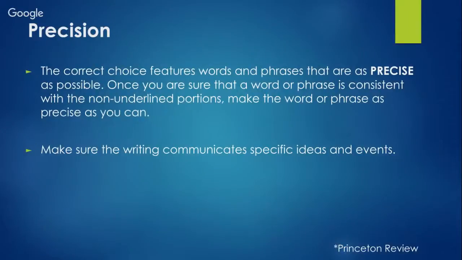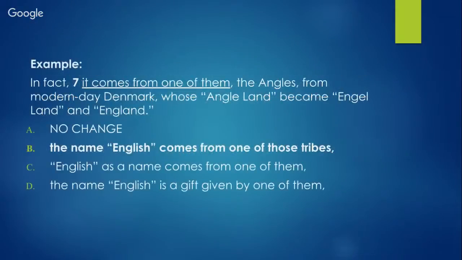Another idea you need to consider is precision. The correct choice features words and phrases that are as precise as possible. Once you are sure that your word or phrase is consistent with the non-underlined portions, make the word or phrase as precise as you can without extra words. And make sure that the writing communicates specific ideas and events.